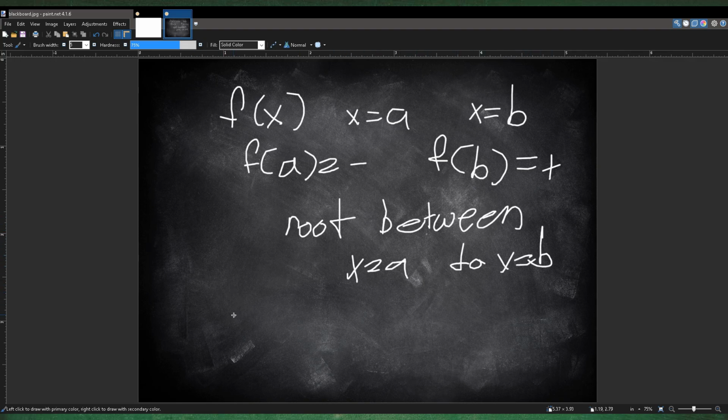Because you could just think about this logically. Let's say you have a point here that's a, and that's b, and one is negative, one is positive. Sooner or later it has to cross the x-axis. If it's continuous, it has to cross it sooner or later. It just has to have at least one zero. So that's what it tells us.